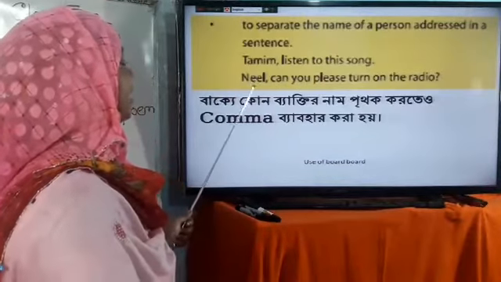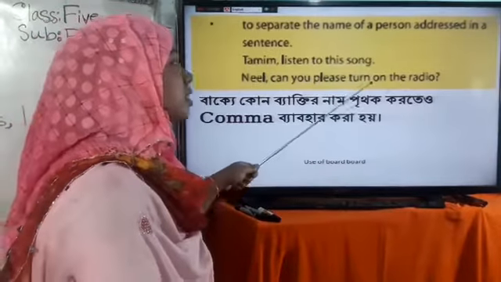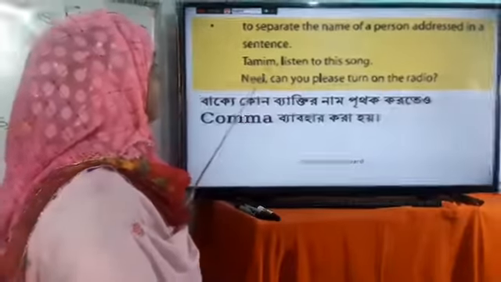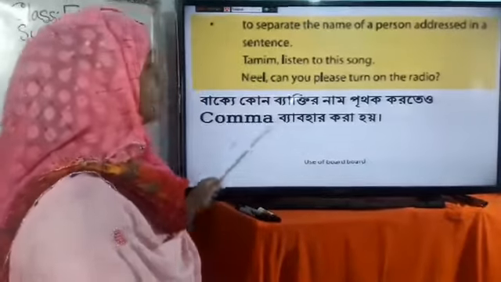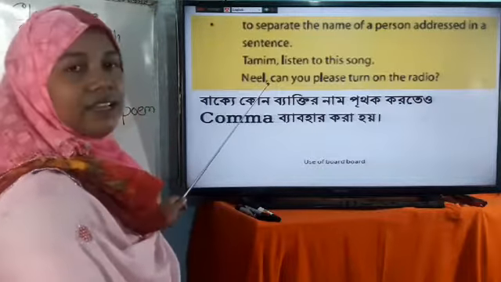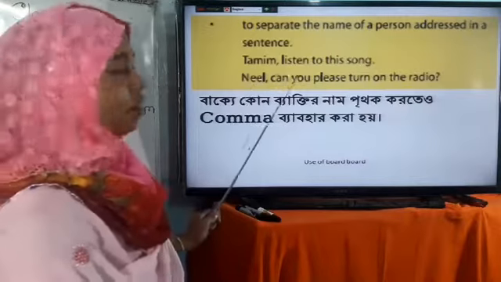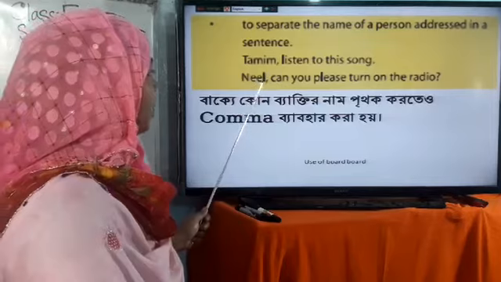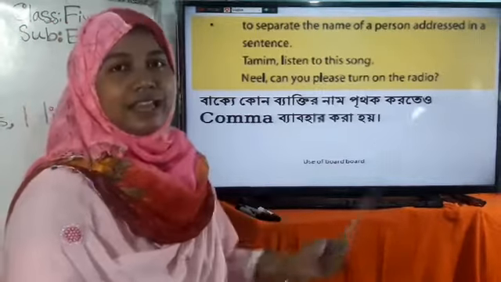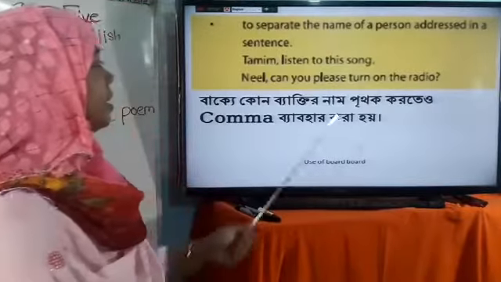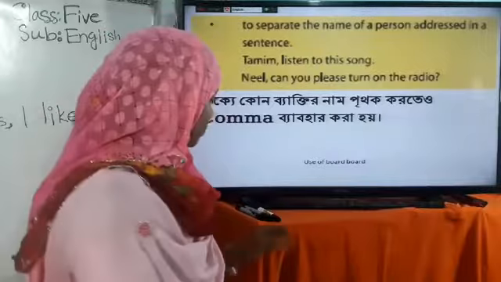Again, here is another example. Neil, can you please turn on the radio? After Neil, here is a comma, and Neil is the name of someone, and this comma makes separate of this sentence. Dear student, I think you can understand. I like to write another sentence before you.